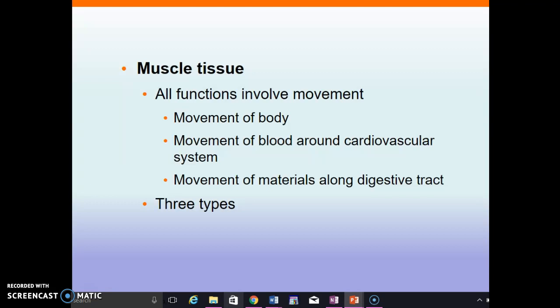All muscle tissue functions involve movement. So the one word that you could say that muscle tissues do is contract. They move the body, that would be skeletal muscles. They move the blood around the cardiovascular system, that would be smooth muscle tissue. They move materials along the digestive tract, the smooth muscle tissue. I guess the movement of blood around the cardiovascular system, I was thinking the smooth muscle surrounds those arteries and can contract, but the heart itself is cardiac muscle tissue.